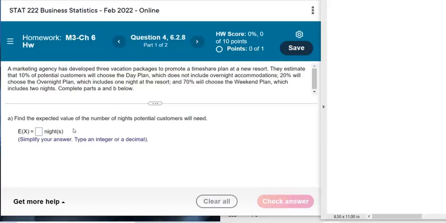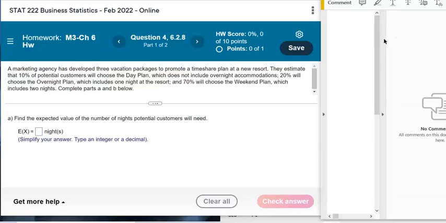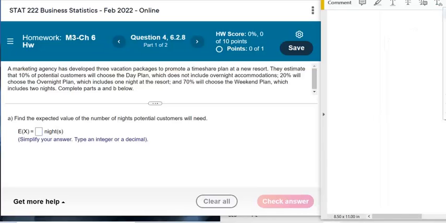Okay, so we're asked to find the expected value of the number of nights potential customers will need. An expected value is like how much we expect to get for an event on average if we kept doing it over and over. If you rolled a certain die again and again, kept listing out the number you got, added them up, and then divided by the number of times you rolled it, you'd be calculating the average, right? And that would be the expected value of the die.